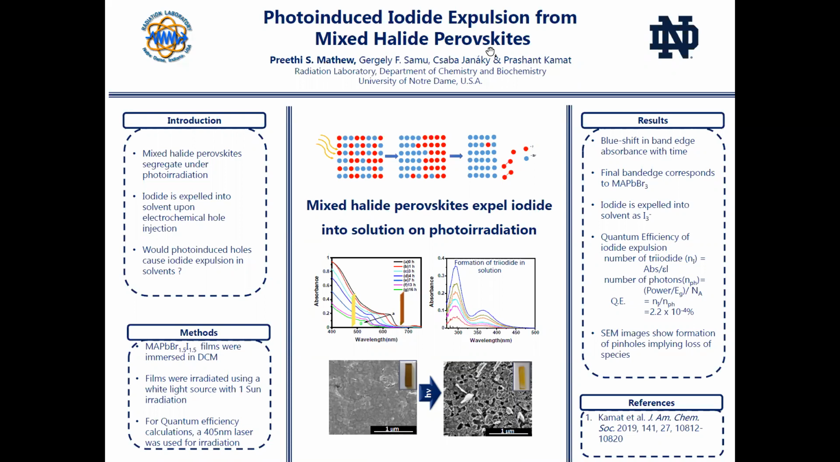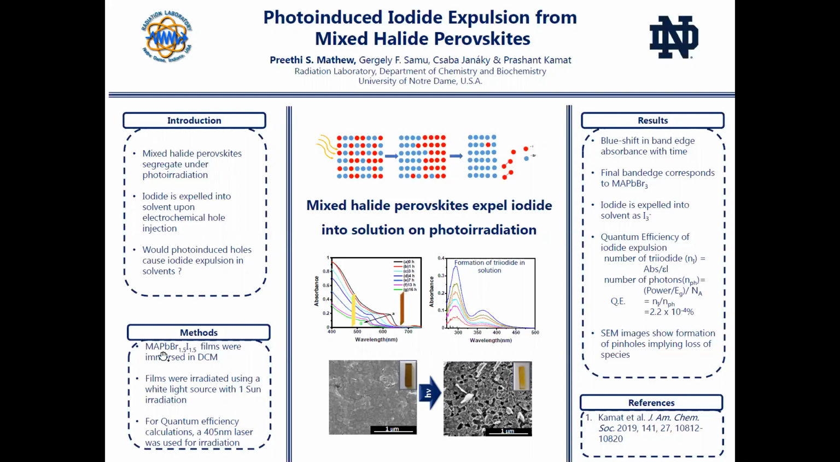In the perovskite community, it is well known that mixed halide perovskites undergo segregation upon photoirradiation into their respective halide rich domains. In our group, it was recently shown that iodide was selectively expelled from a mixed halide perovskite film upon electrochemical hole injection. That is, when an anodic bias was applied, the iodide was selectively expelled from the film into the solvent. So if that was the case, we started asking, would photoinduced holes also cause the same effect, that is selective iodide expulsion?